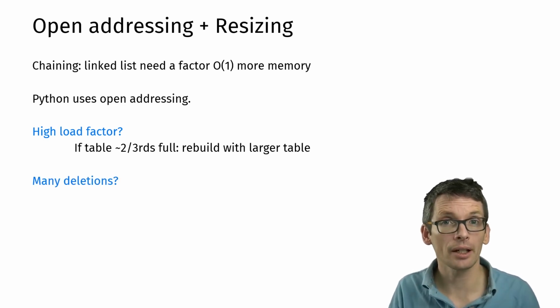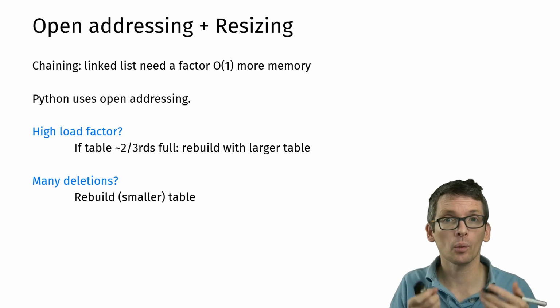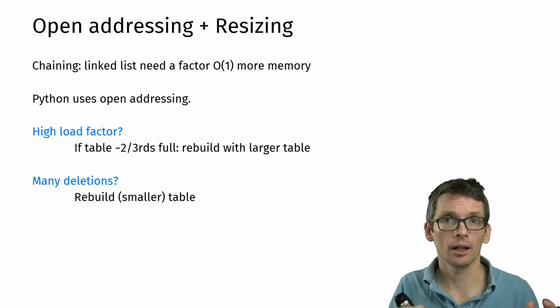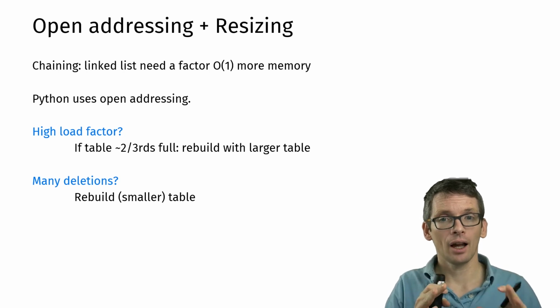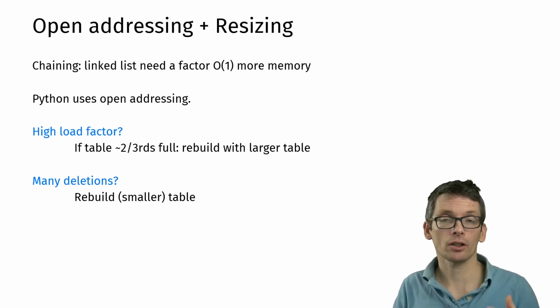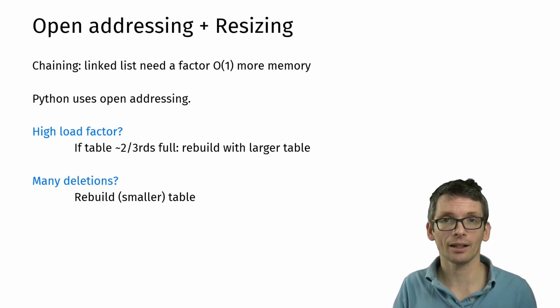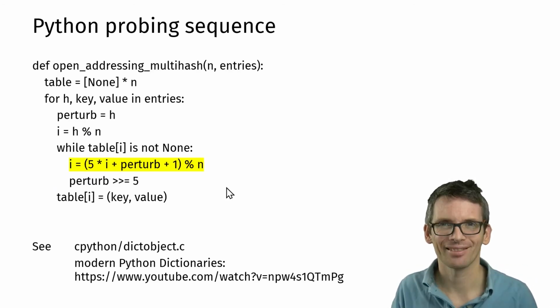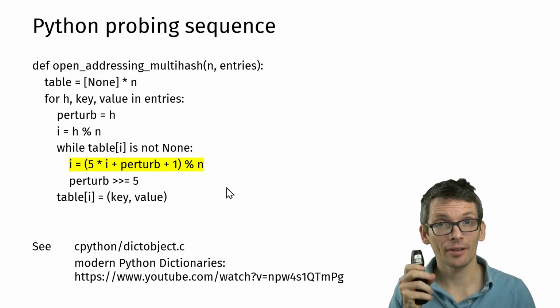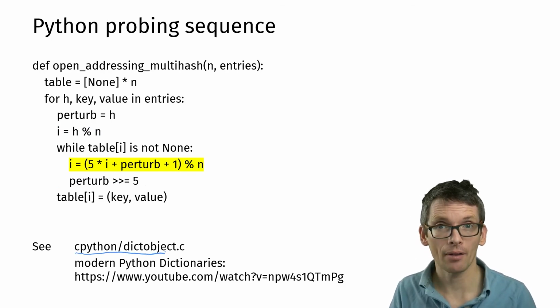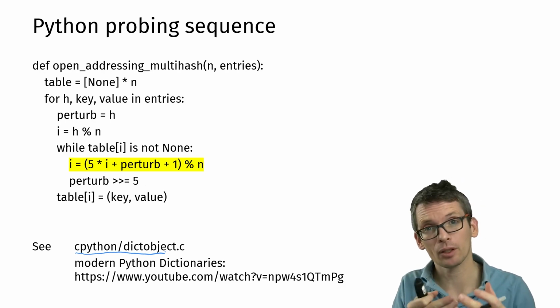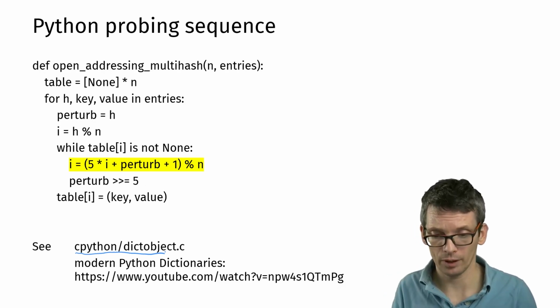How do we handle many deletions? Same way. Simply rebuild the table if we have lots of deleted values. Now finally, what does the hash function or the probe sequence look like? This is a bit more complicated, but it's interesting to look at. So let's take a closer look. The implementation that I'm showing to you here is the implementation from CPython, but I'm not showing the C code, I'm showing a Python version of this.